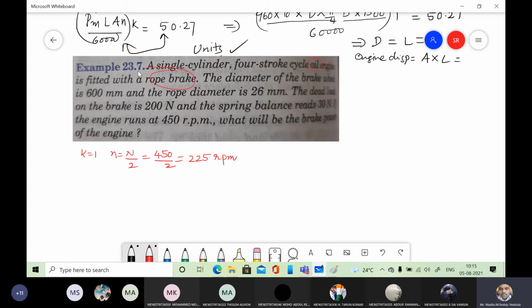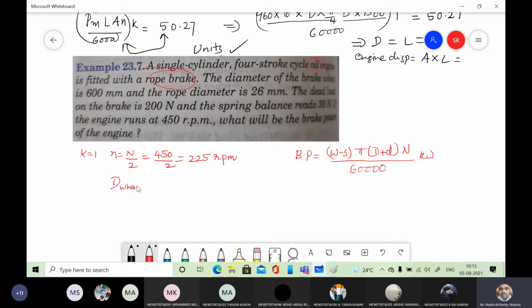It is fitted with a rope brake dynamometer. What is the formula for brake power in the case of a rope brake dynamometer? W minus S into pi d N by 60,000 kilowatt. We'll write either D plus d or D, depending on the data. If it is rope diameter, capital D. If effective diameter, both will be given. The diameter of the brake wheel is 600 mm, capital D.